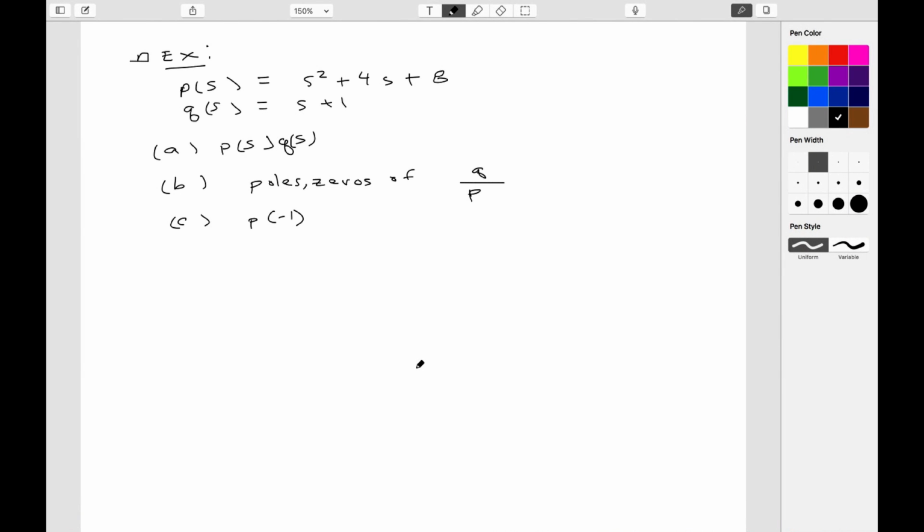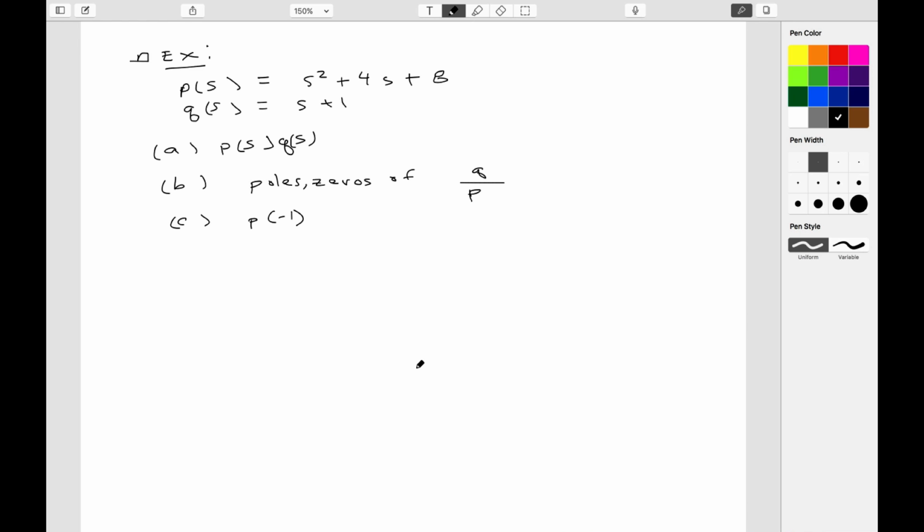Okay, suppose that you have the following problem. You have two polynomials, one that we're going to call P of s, which is s squared plus 4s plus 8, and another polynomial, which we'll call Q of s, is equal to s plus 1. And then what you're being asked to do is to find a few different things in MATLAB using this.